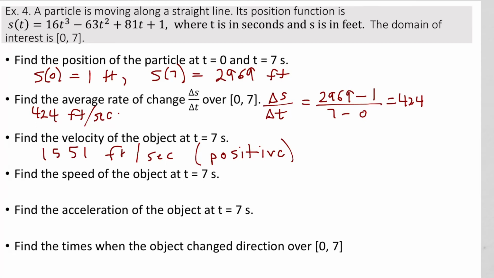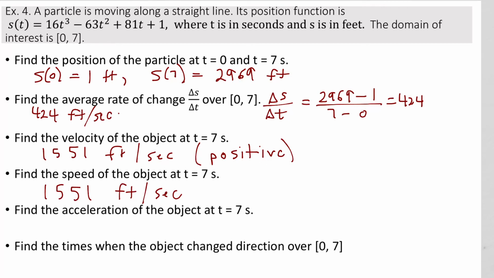So since there isn't going to be any difference in how this looks because it was positive for the velocity, this number is going to look the same. If this was a negative quantity, then this would be a positive quantity. All right, so that's my speed.